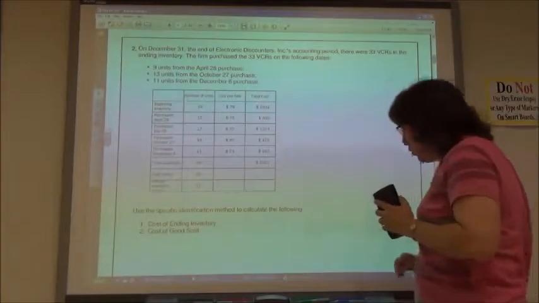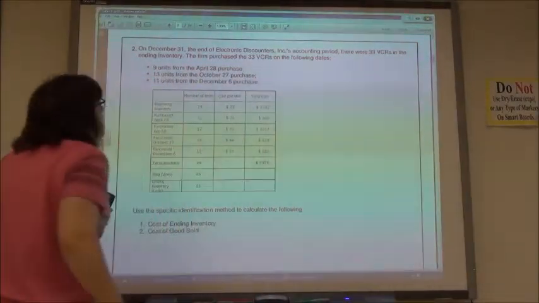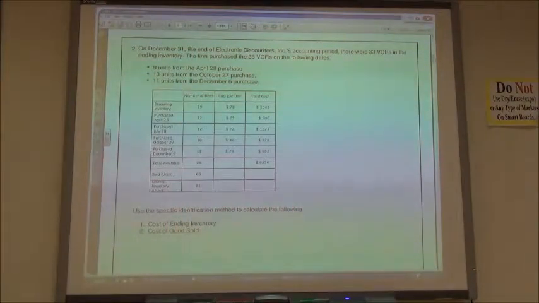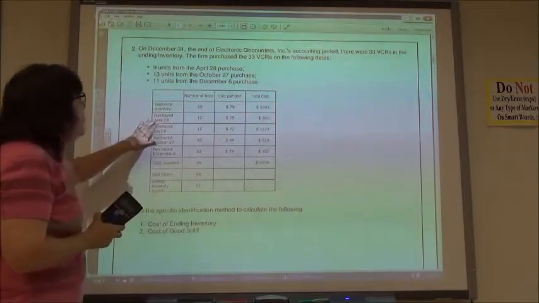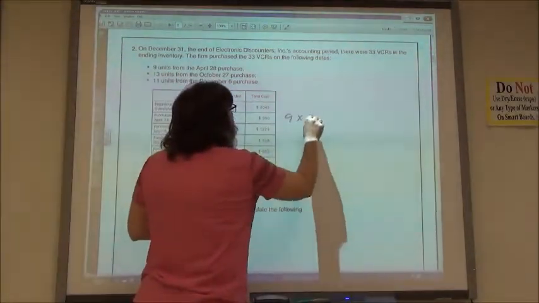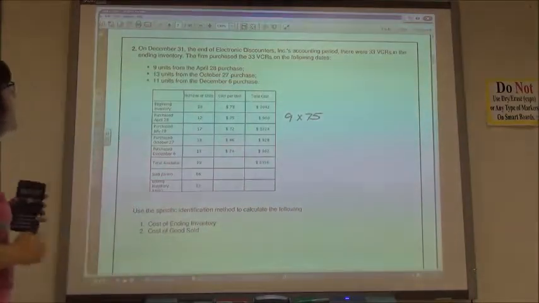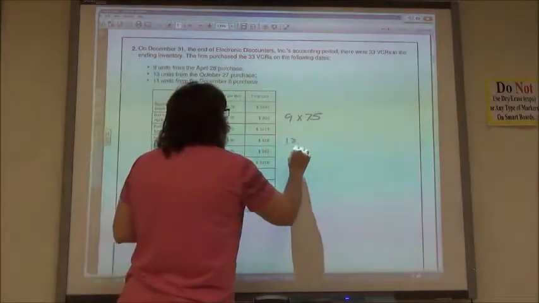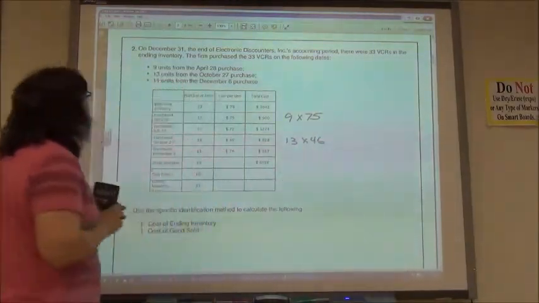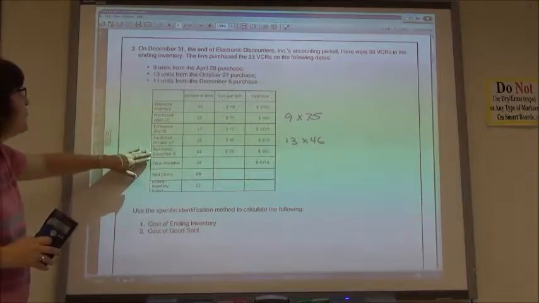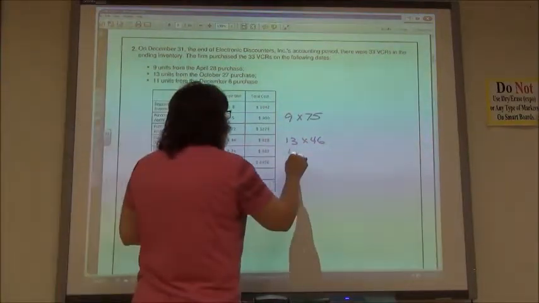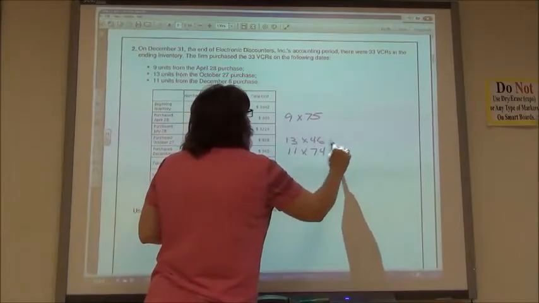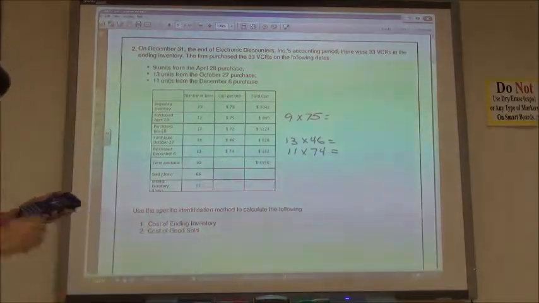So if I look at number 2, on December 31st, the end of Electronics Discounter Incorporated's accounting period, there were 33 VCRs left in the ending inventory, 9 units from the April 28th purchase. So I have 9 units left that each cost me $75 a piece. I have 13 units from the October 27th purchase, so those 13 units cost me $46 a piece. I have 11 units from the December 6th purchase, so those 11 units cost me $74 a piece. And I'm going to find the value of my inventory.